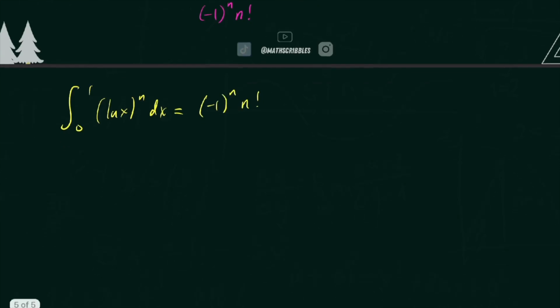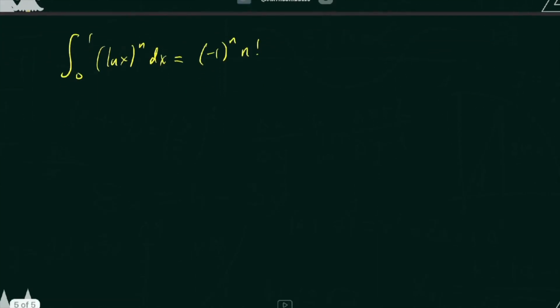So how do we continue using this so that we can find the gamma function? Well, let's go for it. First thing that we're going to do is divide the (-1) to the power of n to the other side. So we have 1 over (-1) to the power of n, integral from 0 to 1 of natural log of x to the power of n dx, and this is equal to n factorial.